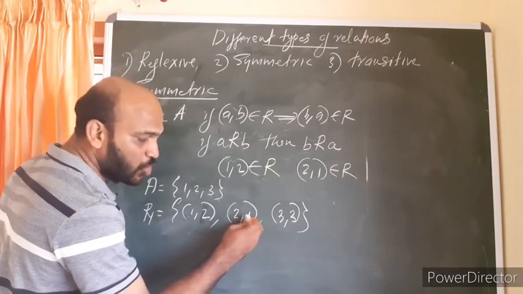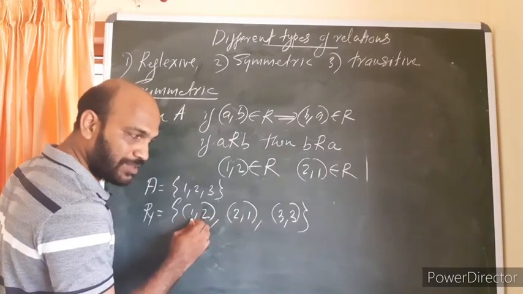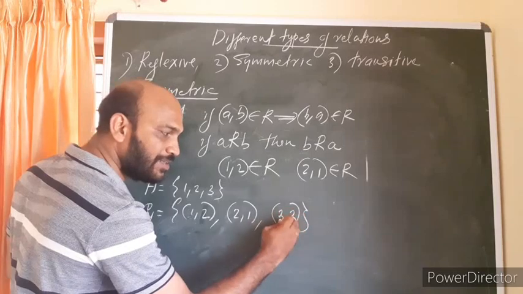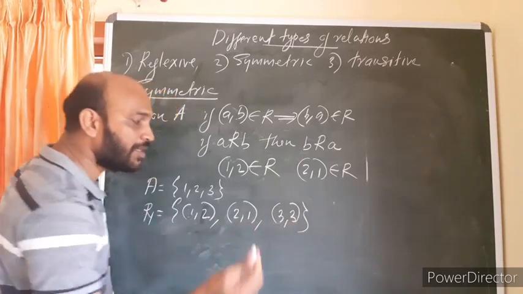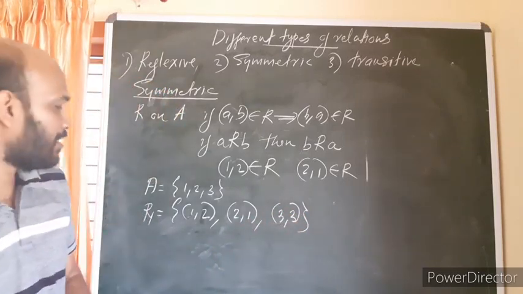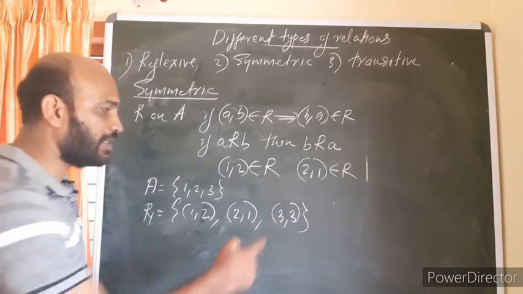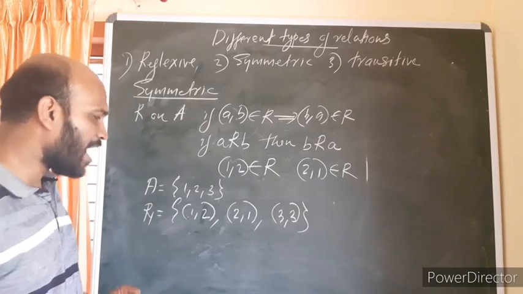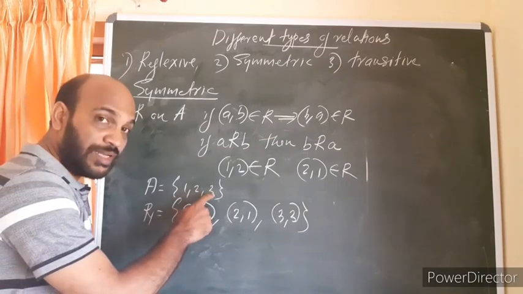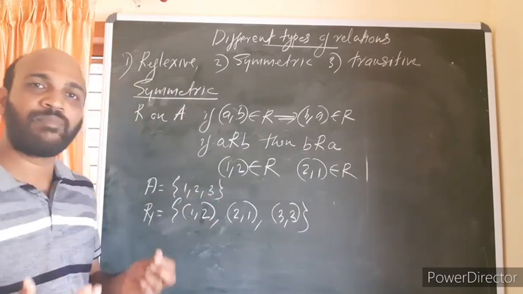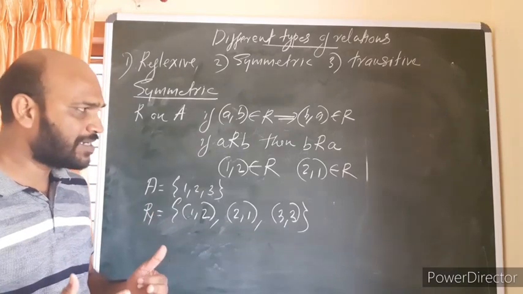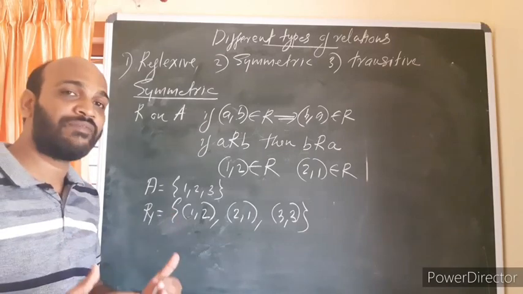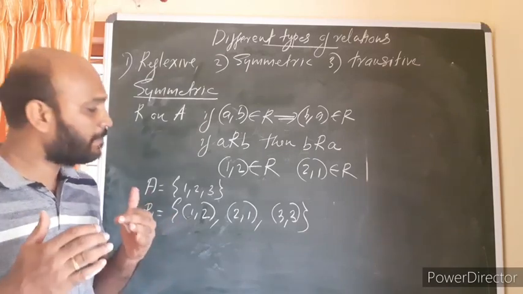Now the second element is (2,1). Its reverse is (1,2). It is here. The third element is (3,3) and its reverse is (3,3). (3,3) is here. You know that for a set we need not write one element 2 times. So clearly R1 is symmetric. R1 does not contain (2,3), so we need not bother about (3,2). The condition is this one: if (a, b) belongs to R, then (b, a) should be there. If (a, b) is not there, we need not consider (b, a).